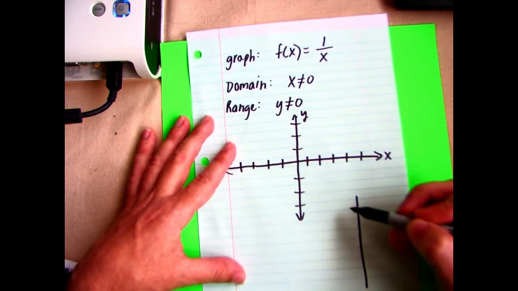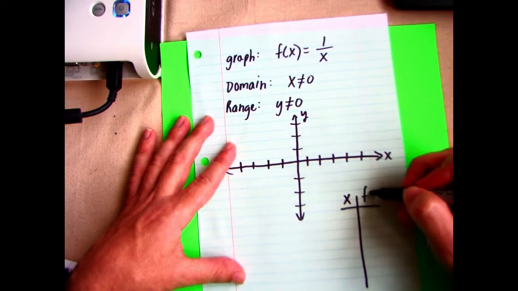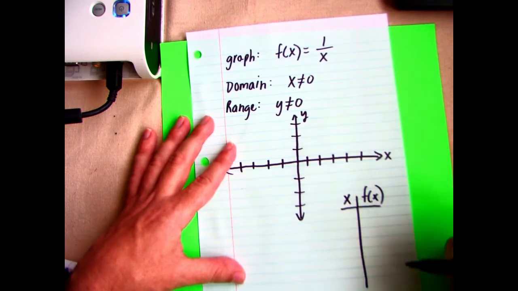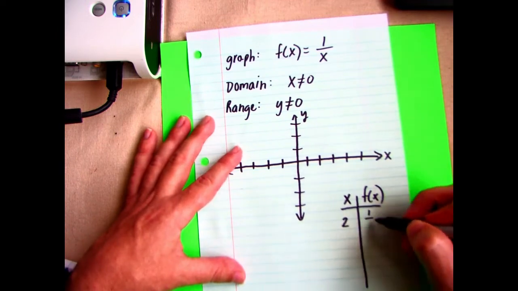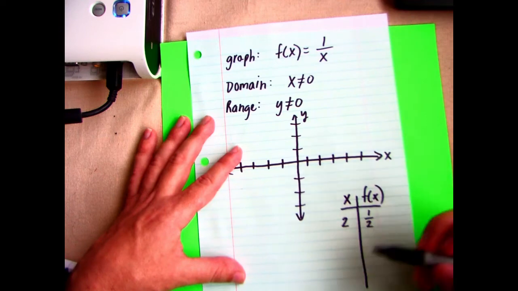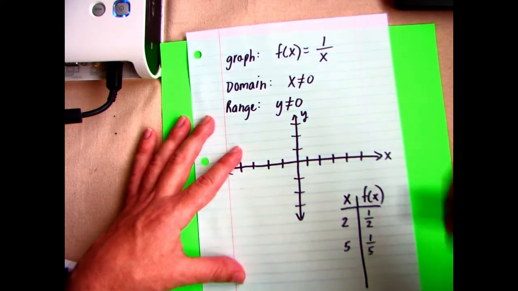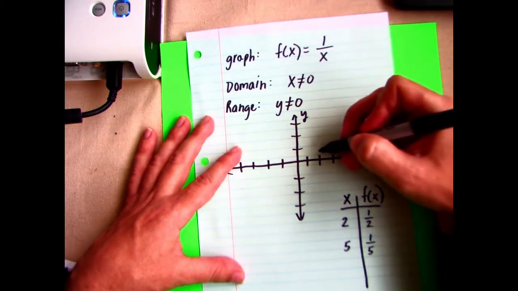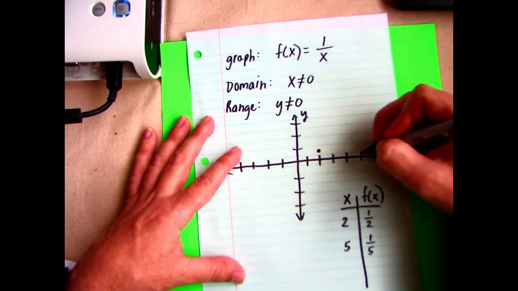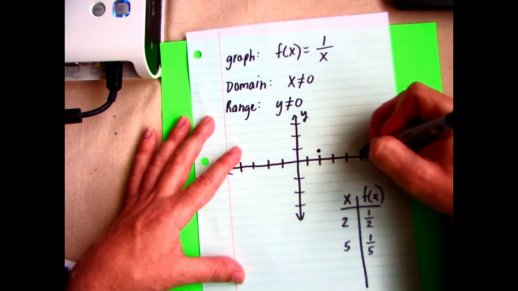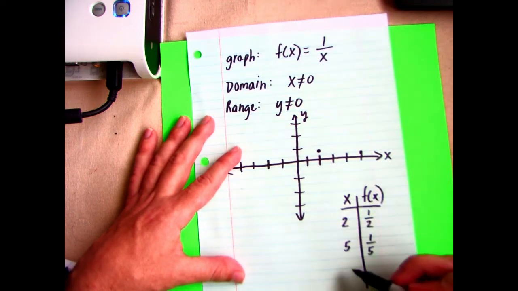So to finish the graph, let's make a table of values. So I'm going to plug in some various x values and we'll see what f of x is. When x is 2, f of x is 1/2. When x is 5, f of x is 1/5. These are the values that we got from our previous table, yeah? So if I plot those 2 points, I get those 2 points on my graph.